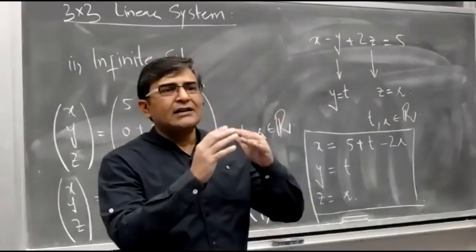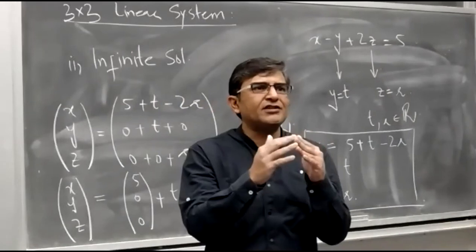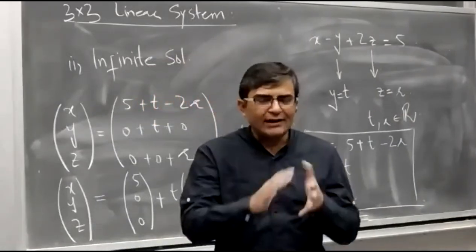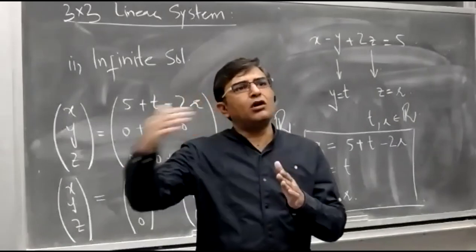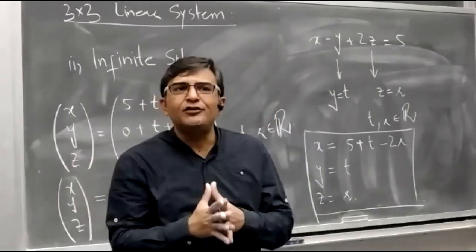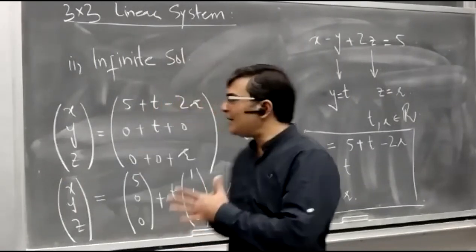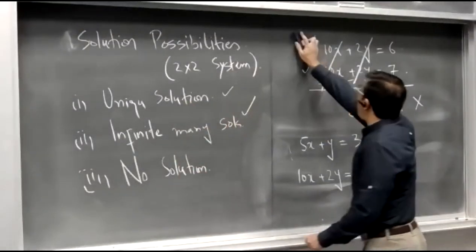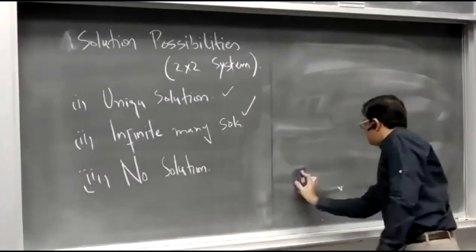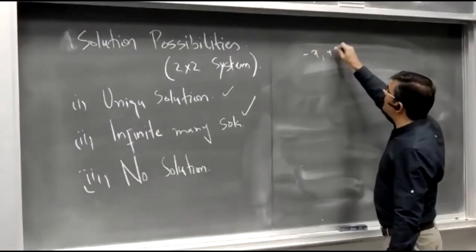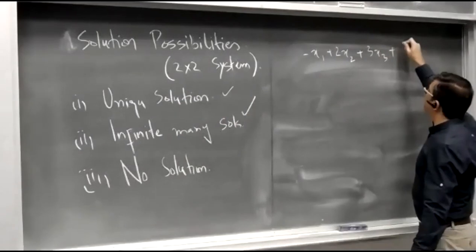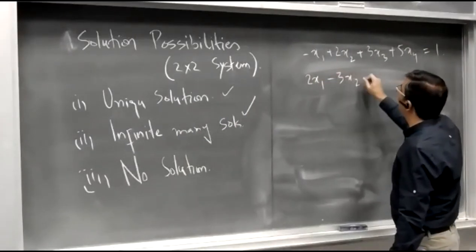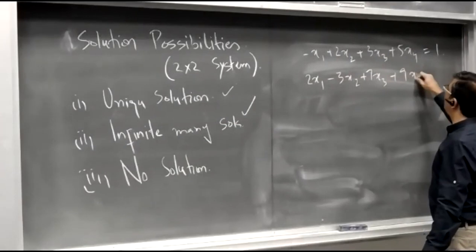However, I'm going to tell you: the number of equations and the number of variables, if they are equal, then we can find the value of each variable. But if you have fewer equations and more unknown variables, then we have to introduce free variables. Okay? For example, if you have two equations and four unknowns, I'm going to introduce -x1 plus 2x2 plus 3x3 plus 5x4 is equal to maybe 1 and 2x1 minus 3x2 plus 7x3 plus 9x4 is equal to 1.